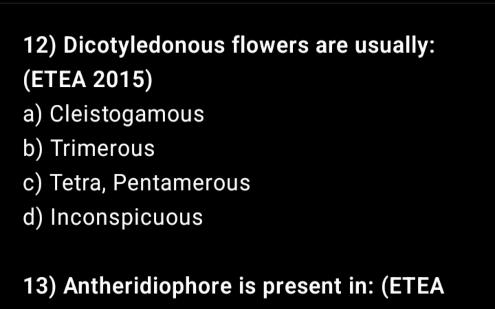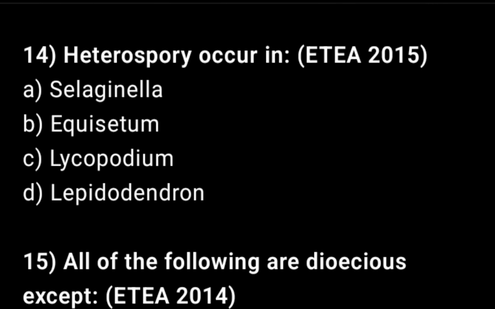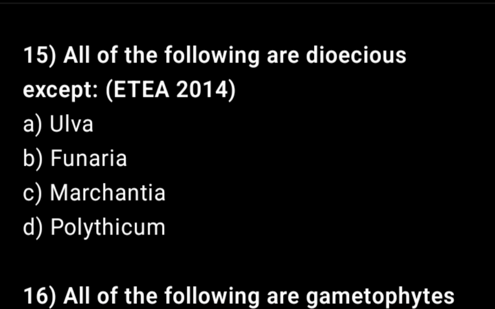Dicotyledonous flowers are usually ETEA 2015. A. Cleistogamous. B. Trimerous. C. Tetra, pentamerous. D. Inconspicuous. 13. Antheridiophore is present in ETEA 2015. A. Funaria. B. Riccia. C. Marchantia. D. Polytrichum. 14. Heterospory occurs in ETEA 2015. A. Selaginella. B. Equisetum. C. Lycopodium. D. Lepidodendron. 15. All of the following are dioecious except ETEA 2014.